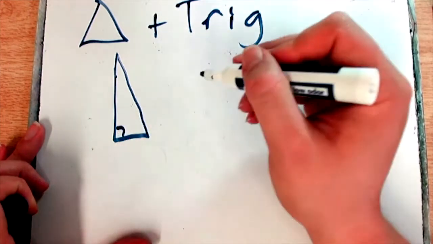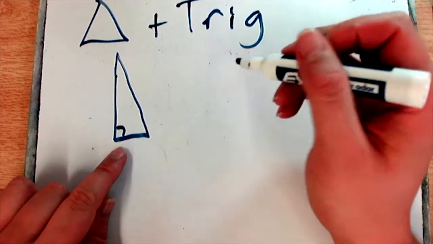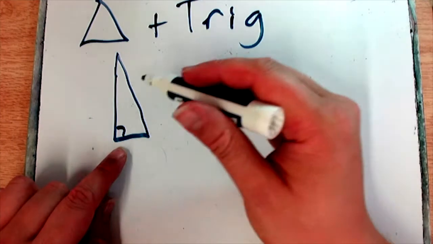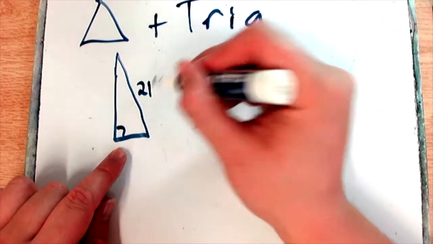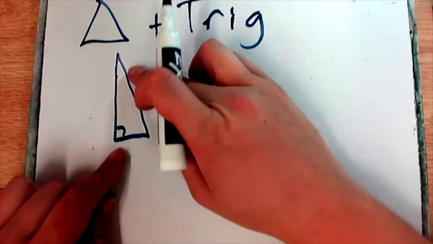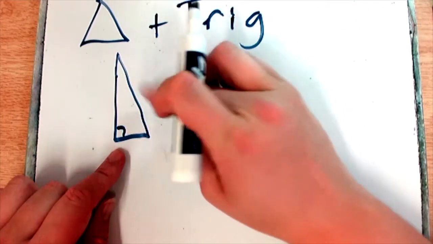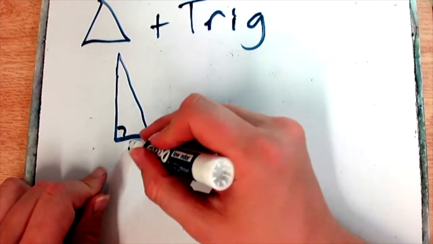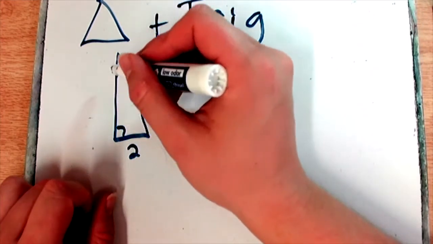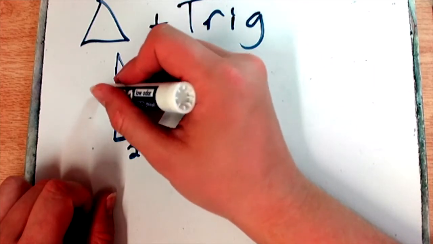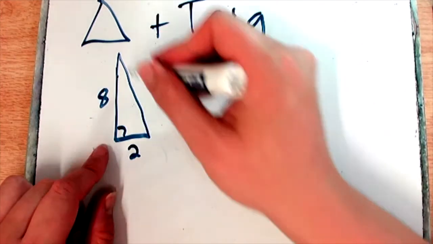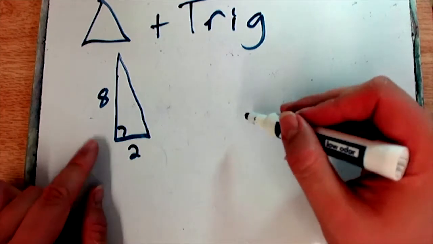So I got a right triangle here. I know it's right. This is going to be 90 degrees. I'm going to say that this is 2 and this is 8. What is this side length? How the heck do I find that out?